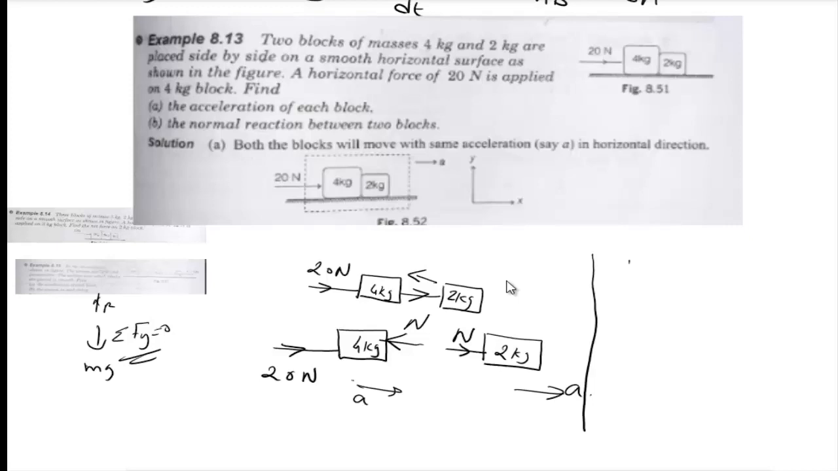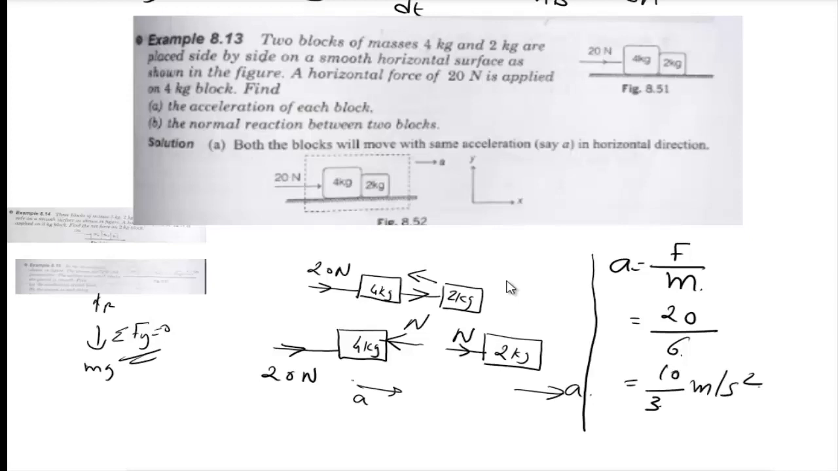So here, acceleration, what is the formula? Force acting on it divided by mass. What is the net force acting on the system? We are giving a 20 Newton force, so the force equals 20. What is the total mass acting on the system? It is 6 kilogram. So we will be getting it as 10 by 3 meter per second square.